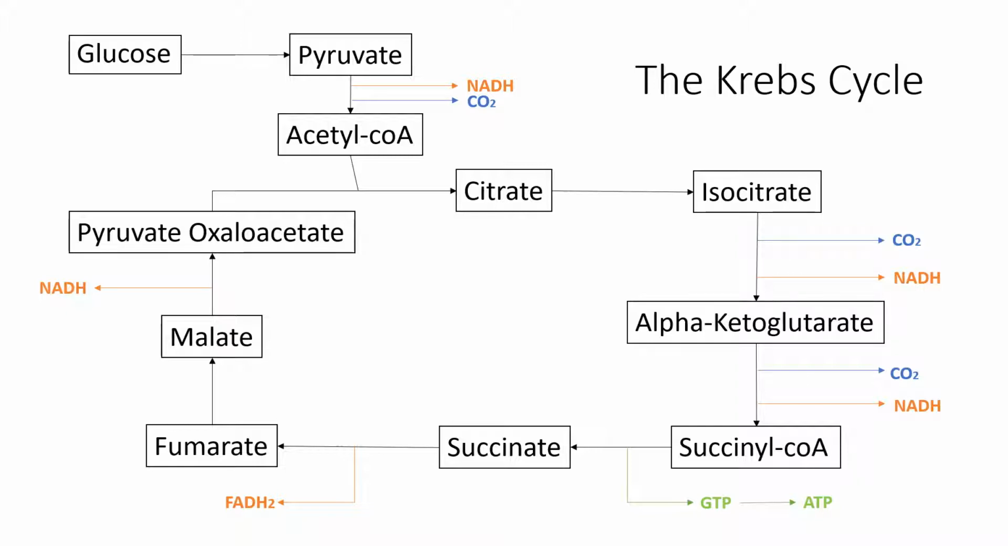NADH and FADH2 are called activated carrier molecules, which are used in a process called the electron transport chain to produce huge amounts of ATP, which we will discuss in next week's video.